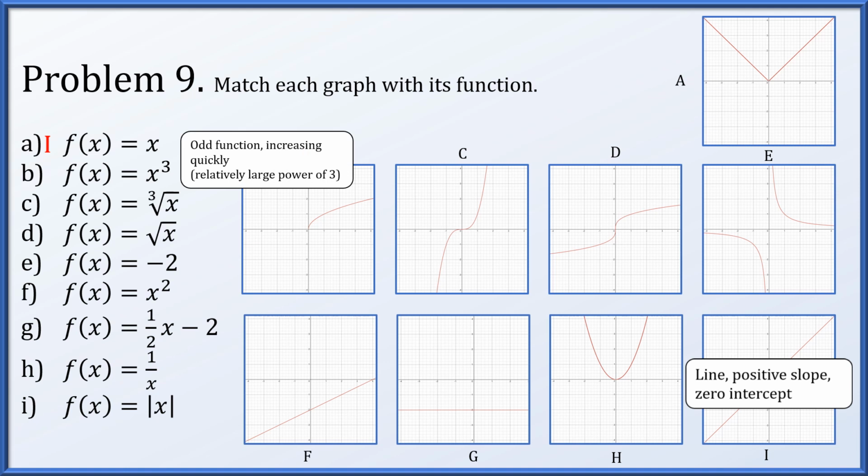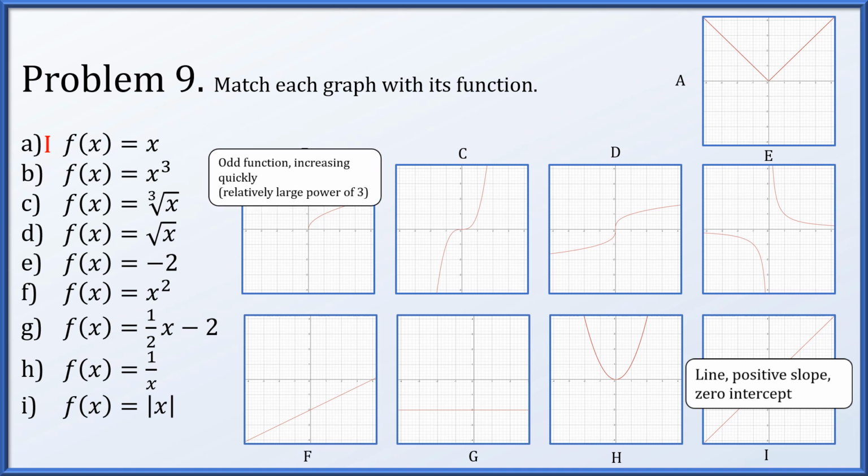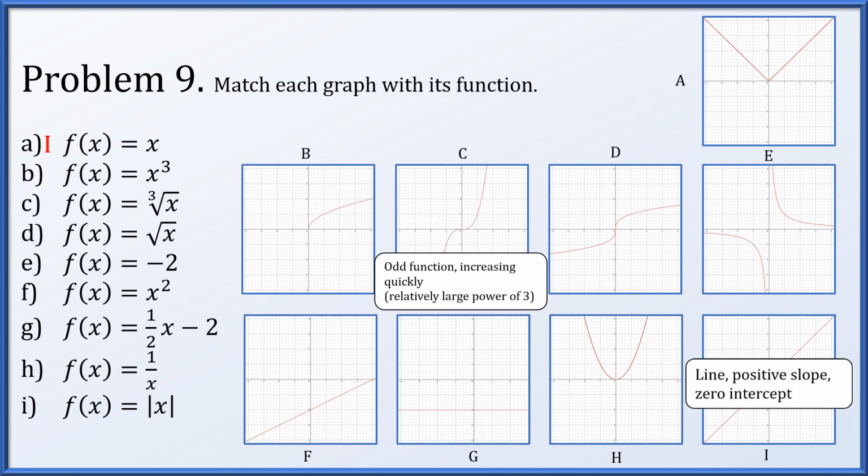What about x cubed? Since I'm raising x to an odd power, this is an odd function, and it's relatively quickly increasing. Compared to everything else up here, x to the third is a pretty large power. So I'm looking for an odd function, which graphically can be represented as reflection across the origin, and I'm looking for it to increase pretty quickly for positive values. So option A does not have this kind of symmetry, nor does B, nor does F or G or H. Option I is a straight line. What's increasing pretty quickly? Not D, but rather C. So C is the graph of x cubed.